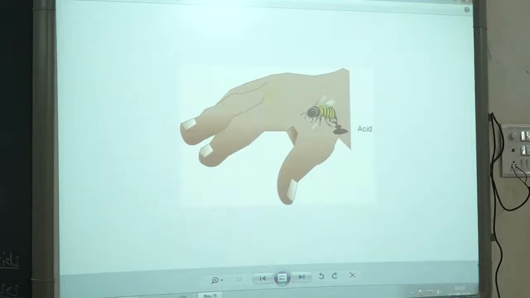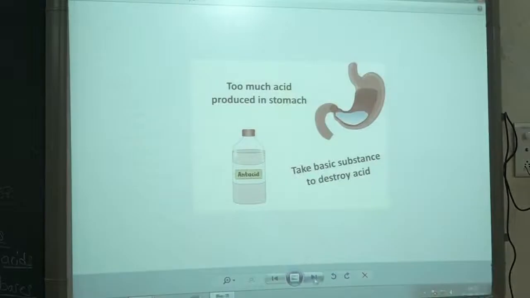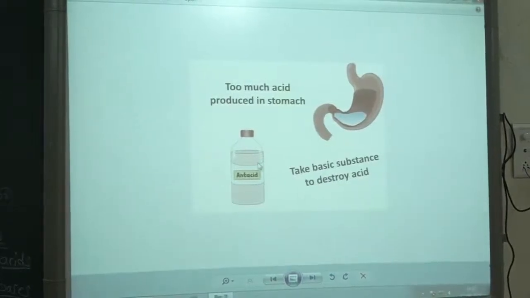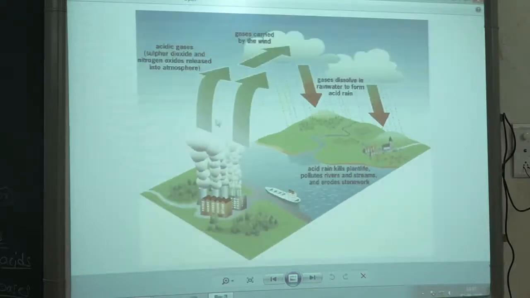You can see here what is happening, an ant is biting a person. This is antacid solution, stomach figure you can see. This is one cycle, related with water cycle, related with acid rain. Okay.